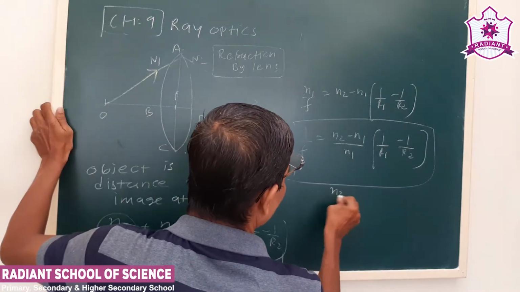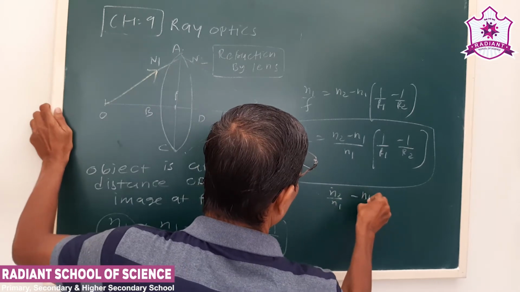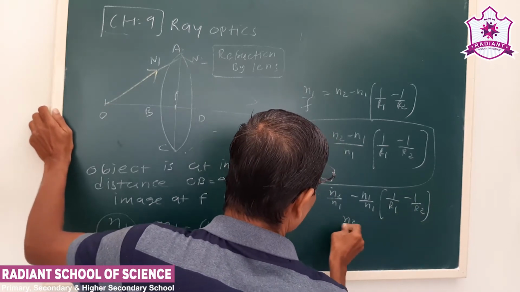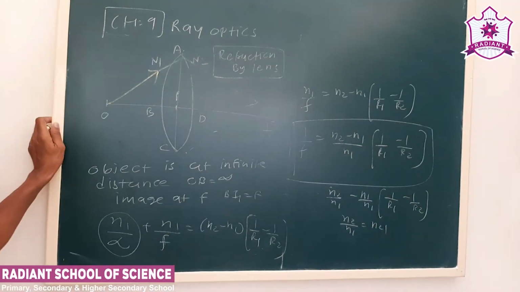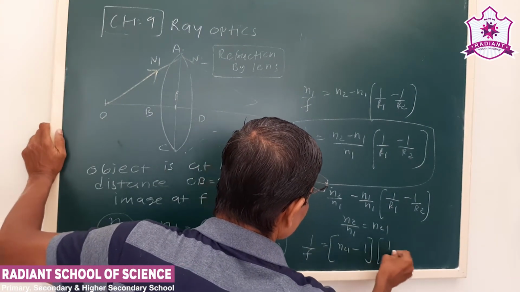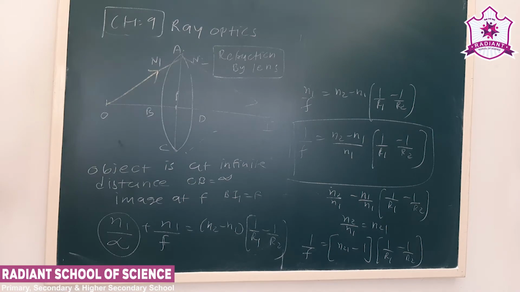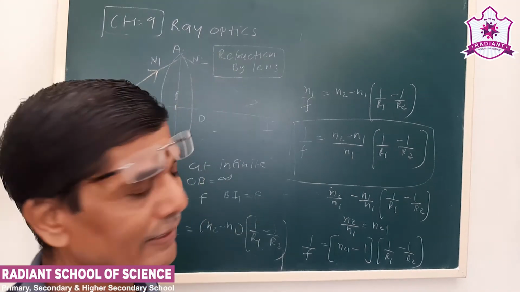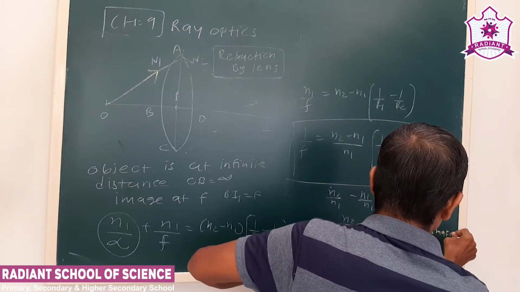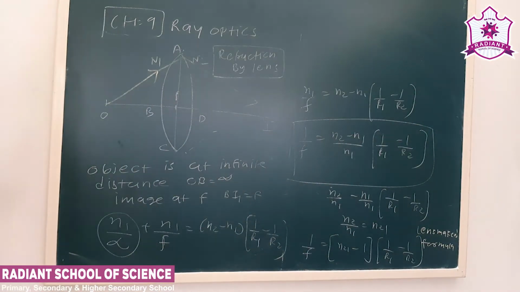Now see, this n2 upon n1, we can write as n2 upon n1 minus n1 upon n1, 1 upon r1 minus 1 upon r2. Now n2 upon n1 is n21, that is the refractive index of the material, so 1 by f we can write as n21 minus 1, 1 upon r1 minus 1 upon r2. Okay, so this is the refraction taking place by the lens. So this equation is also called the lens maker's formula.